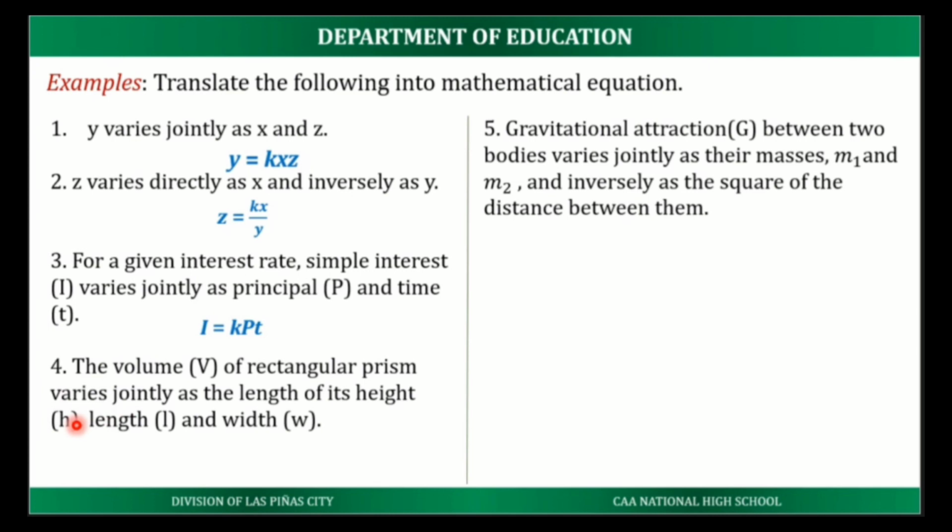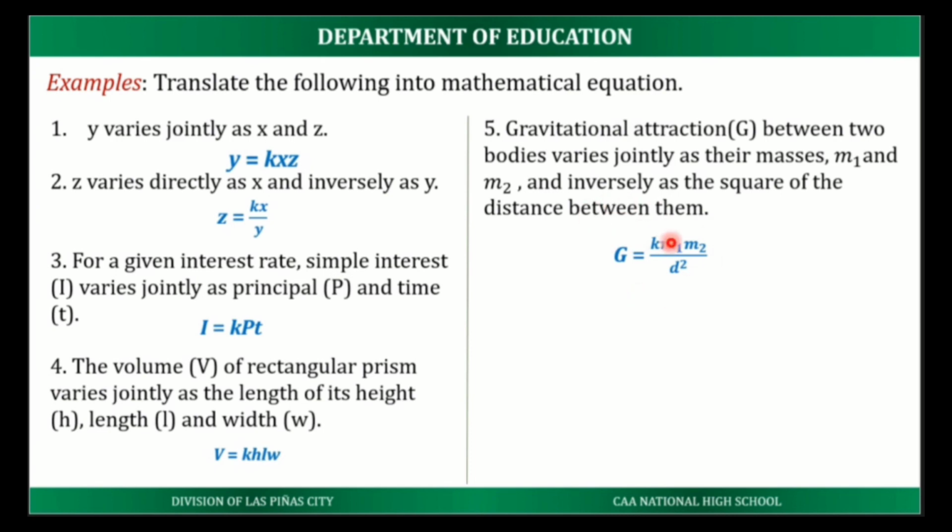Number 4, the volume V of a rectangular prism varies jointly as the length of its side, h, and then the length and the width. So, this is an example of joint variation again. So, what is the mathematical equation of this statement? So, the first variable here is V. So, we have V is equal to K, H, L, W.